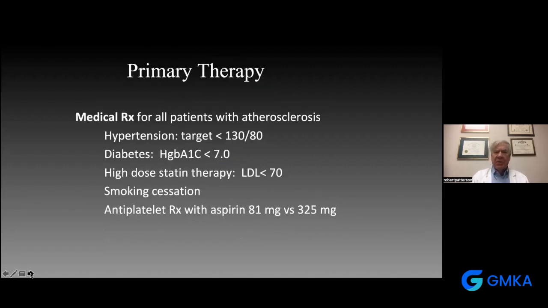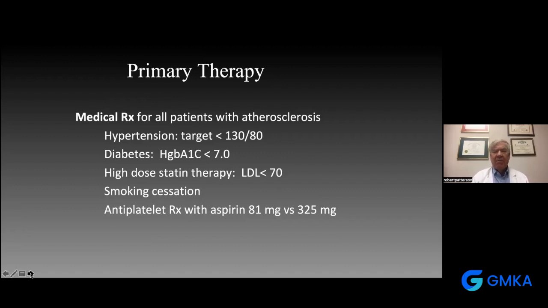So just as an overview before we get into those topics, any patient that has atherosclerosis, whether it's coronary, cerebrovascular, peripheral arterial disease, there's sort of a mainstay of primary therapy for those patients. And medical therapy is probably more important for the overall population of patients with atherosclerosis than any of the interventions we do, which I know is heretical for surgeons, but I think it's true.